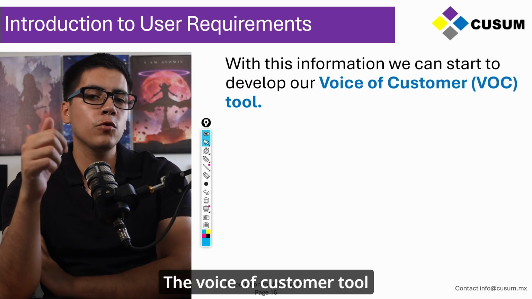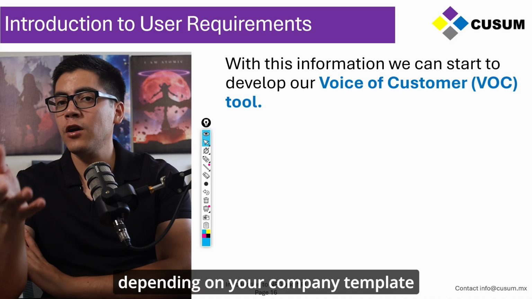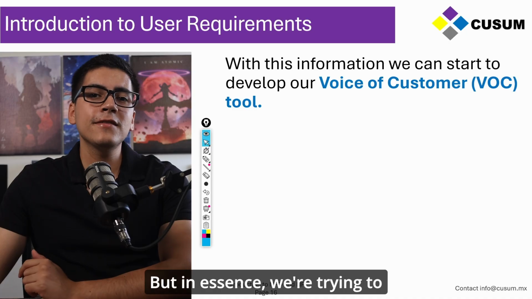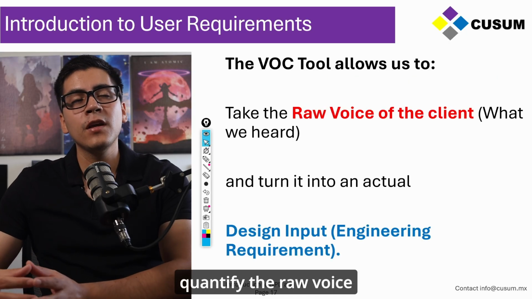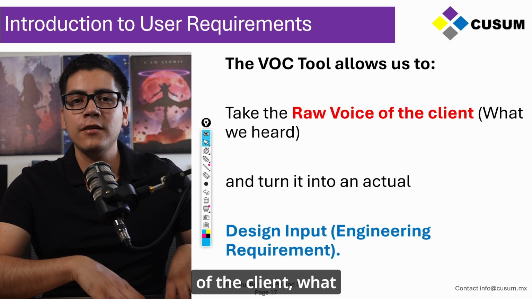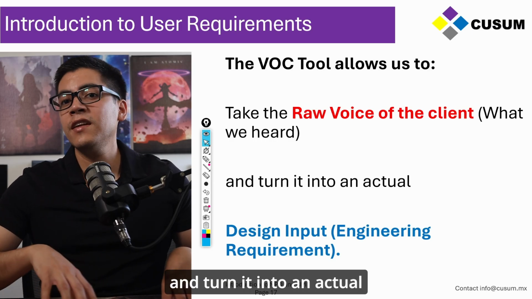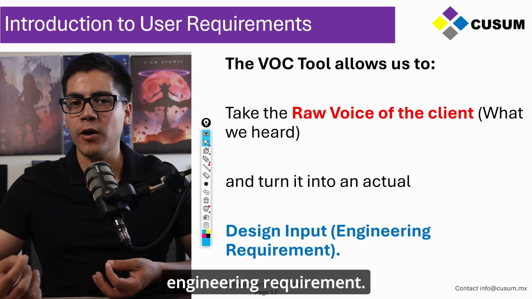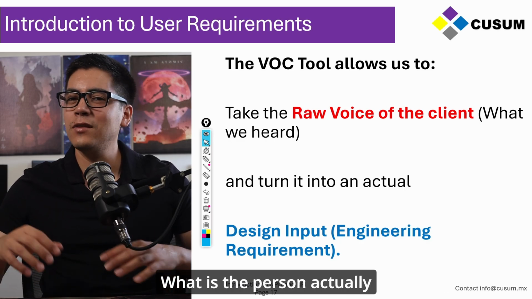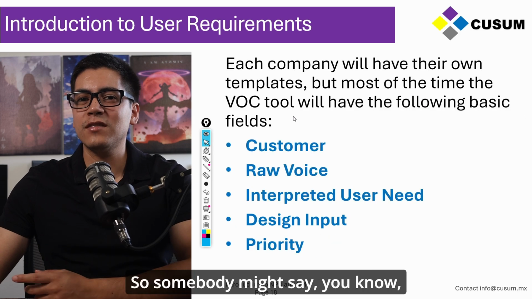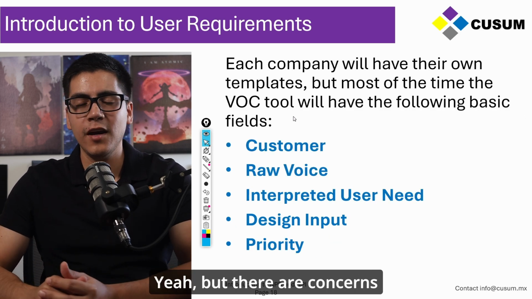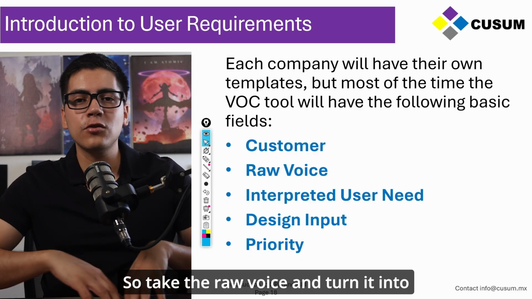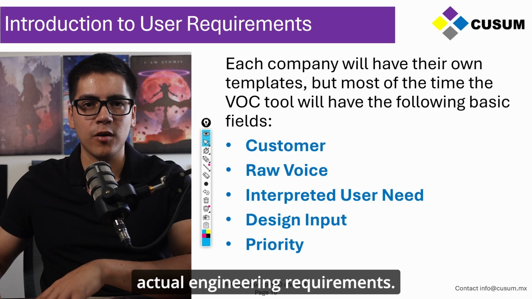The Voice of Customer tool might look different, again, depending on your company template or who you took Lean Six Sigma courses from. But in essence, we're trying to quantify the raw voice of the client, what we actually heard, and turn it into an actual design input, which is the real engineering requirement. What is the person actually looking for, right? Somebody might say, I want this for a particular surgery. Yeah, but there are concerns regarding that surgery. So take the raw voice and turn it into actual engineering requirements.